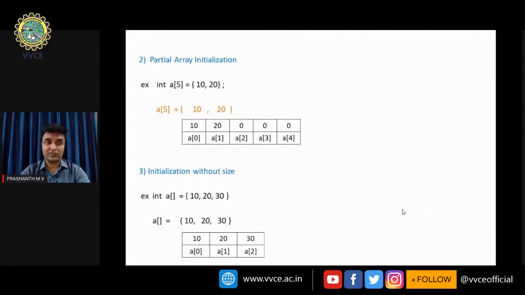Now let's go for the next one, partial array initialization. What do you mean by partial array initialization? Assume I don't know the exact number of values I am going to have. For example, I don't know the exact number of students present in a particular class, and I need to enter the marks of all those students. So I will think there may be 60 students in that class, and I will declare the array and reserve 60 places, 60 memory locations.